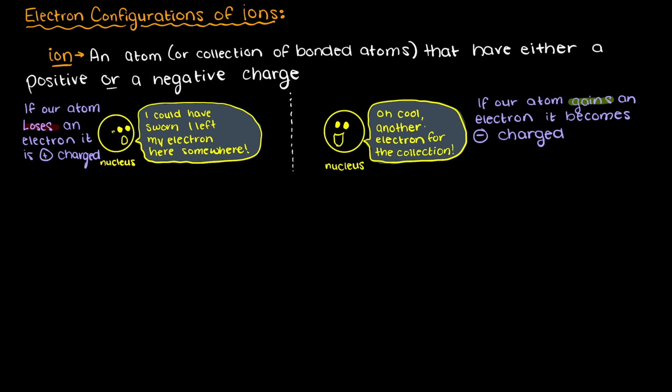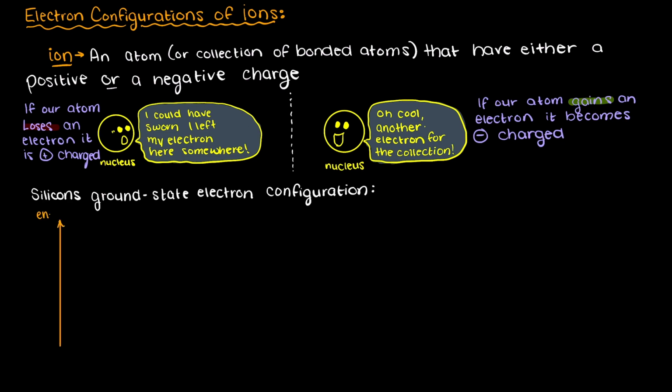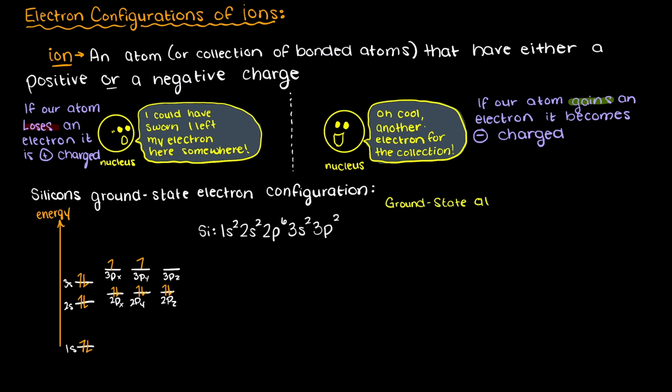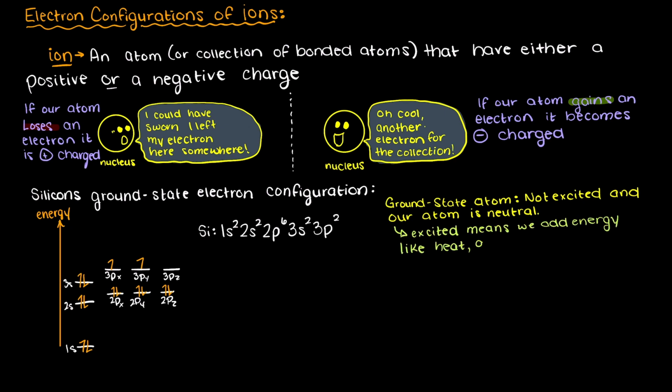So, how does gaining or losing an electron affect our electron configuration? Well, if you remember in our previous video, we found the ground state electron configuration for silicon. Also, remember that ground state just means that there are no excited electrons, and our atom is neutral, meaning that it has no charge.